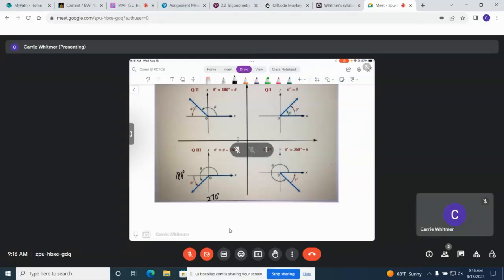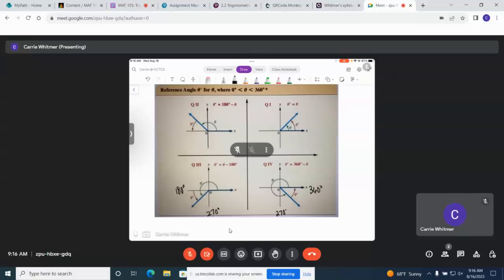And then quadrant 4, you're going to take 360 minus the angle. So a quadrant 4 angle would be any angle between 270 degrees and 360 degrees. Okay, so here are the formulas for each of the 3 quadrants. Anything in quadrant 1 is its own reference angle, because remember we said a reference angle has to be between 0 and 90. So if it's in quadrant 1, it is already between 0 and 90. So no real formula to look at there.